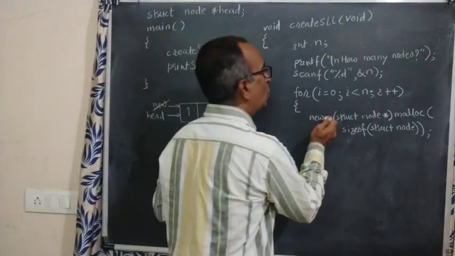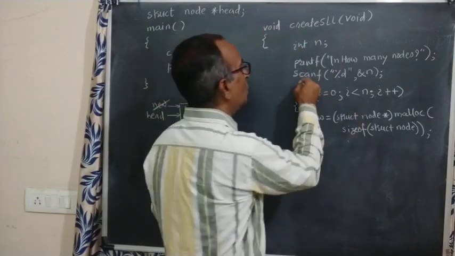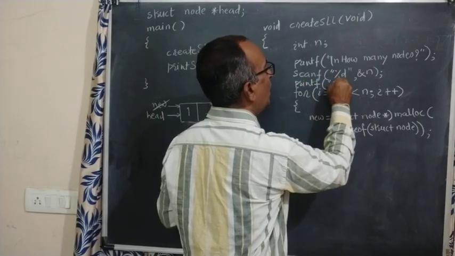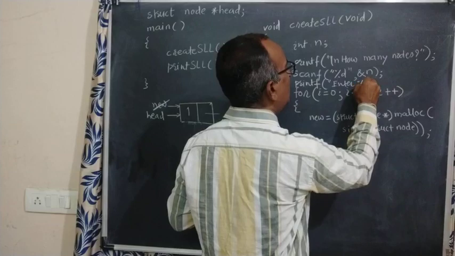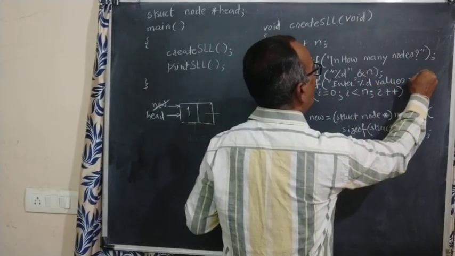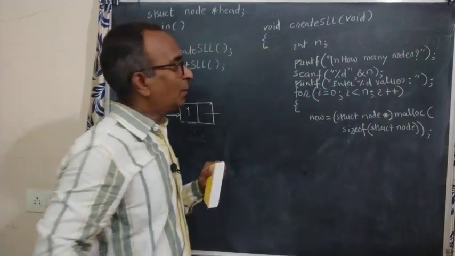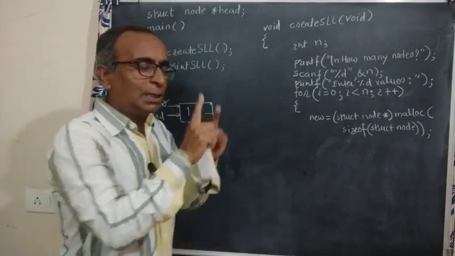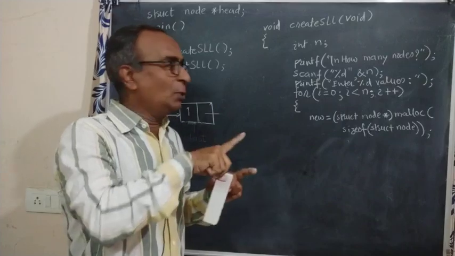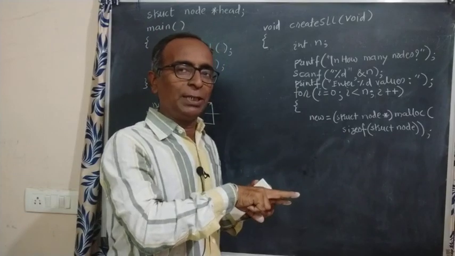Now I have to give this value. Before this, what I'll do here, I said print 3 values in output. So I have to print that. Printf enter %d values. Now where to read that values? First value, suppose 1 you have given. Where should 1 be placed? 1 should be placed in first node's info field. Second value should be in second node's info field.